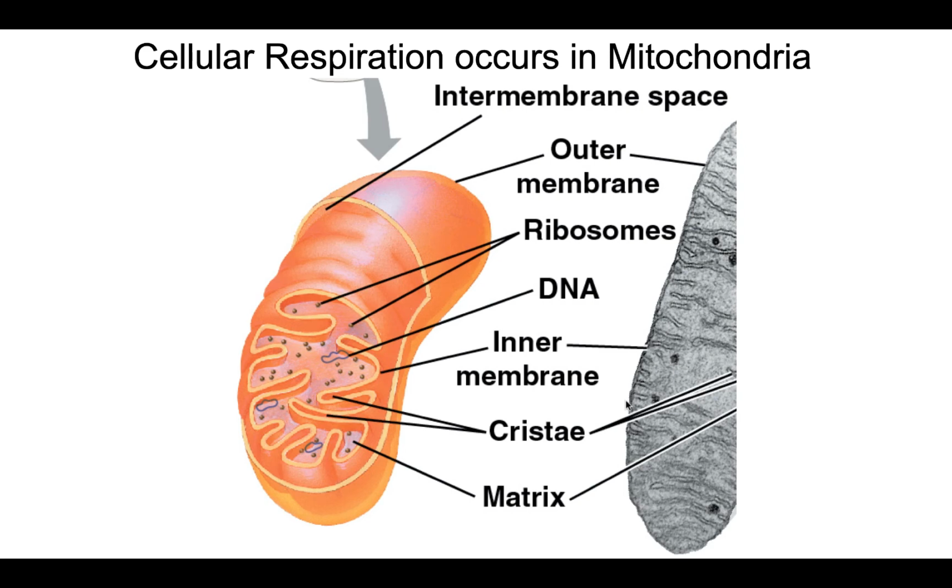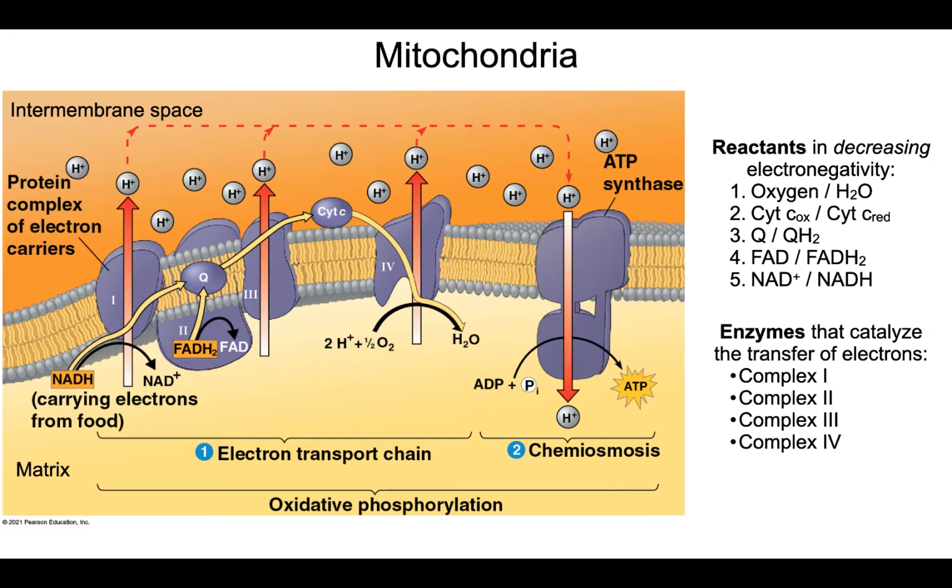Let's remind ourselves that the mitochondria are made up of two membranes, the outer membrane and the inner membrane, which means there's two important spaces. There is the matrix, which is the space within the inner membrane, and there is the intermembrane space, which is the space between the inner membrane and the outer membrane.